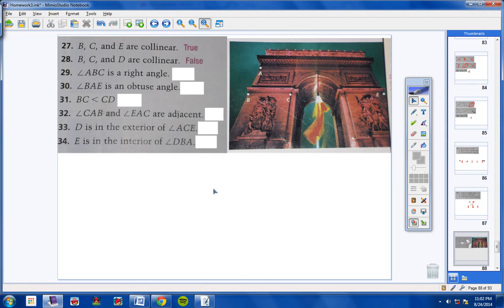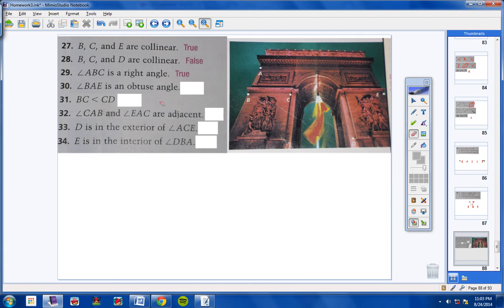Okay, number 29. Angle ABC is a right angle. Well, let's see. Here's A, go down to B, and then over to C. Now listen, students, it doesn't look like a perfect right angle, but remember, you're looking at it from a different angle here. You have a side going straight down and then a ledge going straight across. That's definitely going to form a right angle, okay? So the answer to that would be yes, that is a right angle.